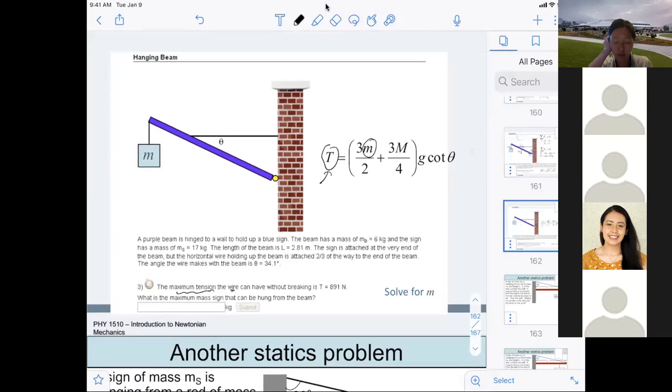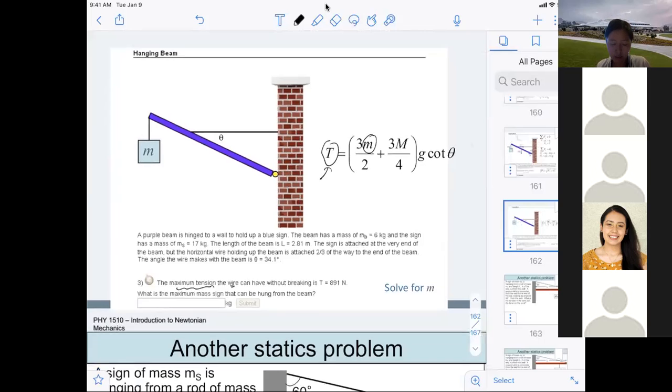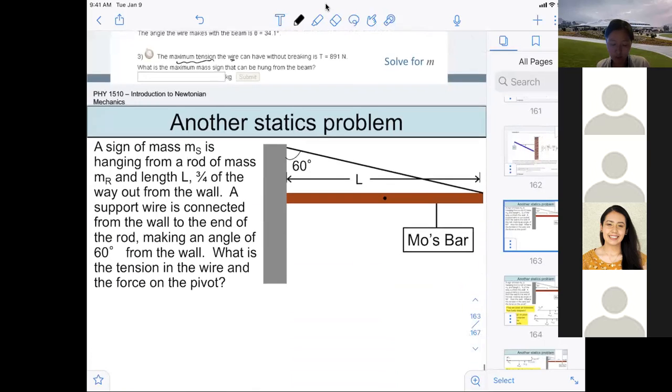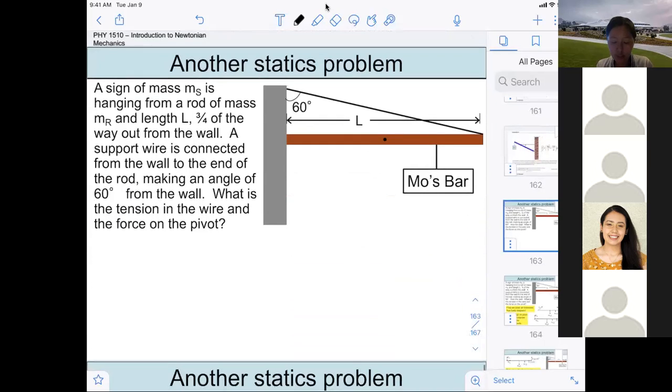All right, so that's one example, a very, very common classical example you will see in these type of questions. There is another static problem, again very similar. We can go through it together, and I have everything written out already.